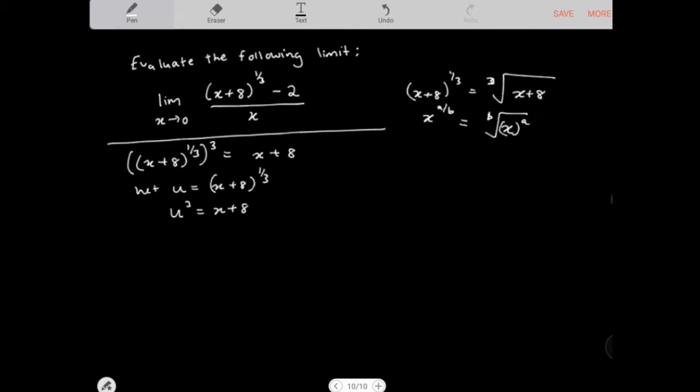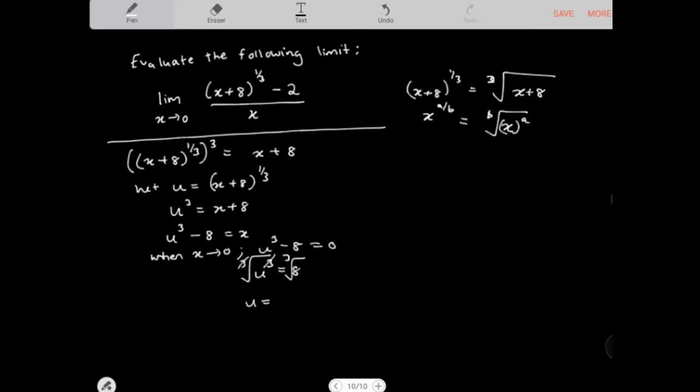So that's what I showed here. After I do this, we can notice that the limit is when x is approaching 0. So I'm going to write x in terms of u. You get u cubed minus 8 is equal to x. As x approaches 0, u cubed minus 8 will give us 0, so u cubed is equal to 8, and if you cube root both sides, u is equal to 2. So x approaching 0 is equivalent to u approaching 2.